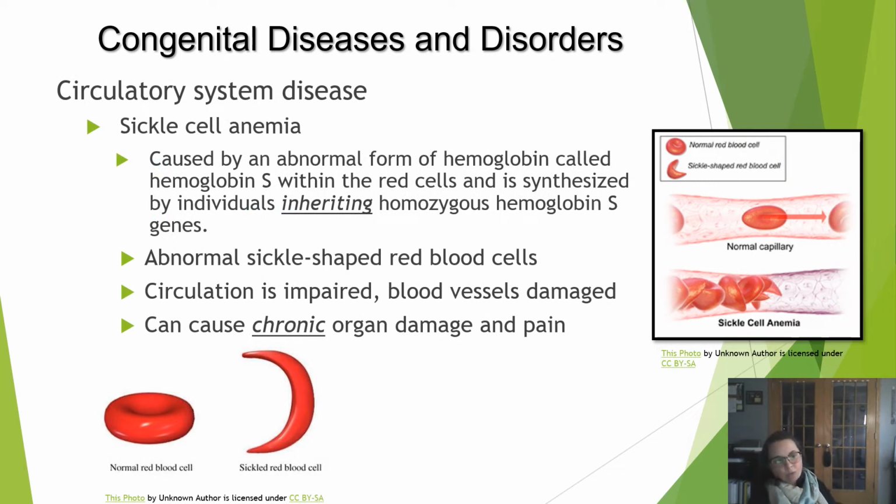This is caused by an abnormal form of hemoglobin called hemoglobin S within the red blood cell and is synthesized by an individual who inherits homozygous, or having identical alleles, of hemoglobin S genes. The red blood cells in a patient suffering from sickle cell anemia have a sickle shape to them. The name tells it all. The images that I provided here are a great example. Because of the shape issue caused by the homozygous hemoglobin S genes, the patient's circulation becomes impaired, thus causing blood vessel damage. And if there's blood vessel damage, it is going to bring about chronic organ damage and pain.